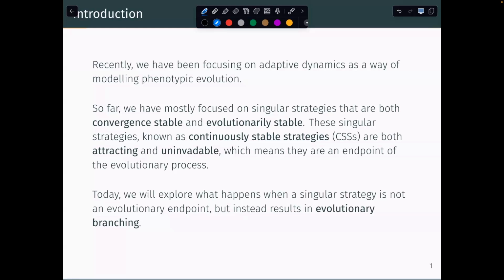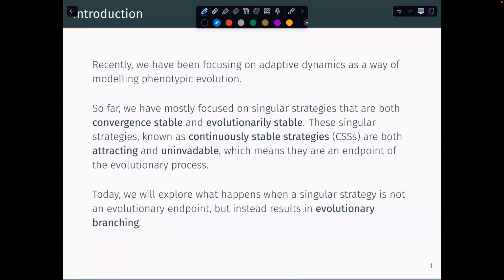We then look at higher order derivatives around that singular strategy, telling us whether it's convergent stable. In other words, is it attracting? Do we move towards it? And is it evolutionarily stable? Is it a fitness peak? Then we can have all 4 combinations of evolutionarily stable or unstable and convergent stable or unstable, which gives you 4 possible types of singular strategies.